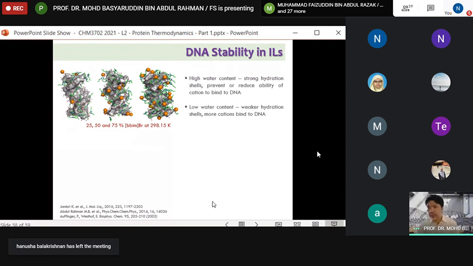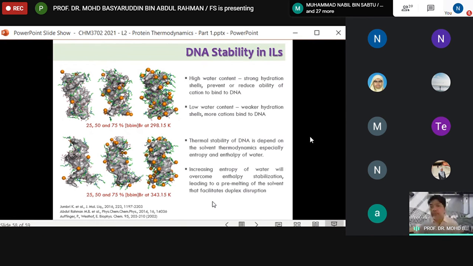So in our work, we thought why don't we put the ionic liquid, and what we found experimentally and also computationally is that we can achieve thermal stability of DNA, but again, it depends on the solvent thermodynamics, particularly the enthalpy and entropy of the water system. So we found that increasing entropy of water will overcome the enthalpy of stabilization, leading to a pre-melting of the solvent that facilitates the duplex disruption.